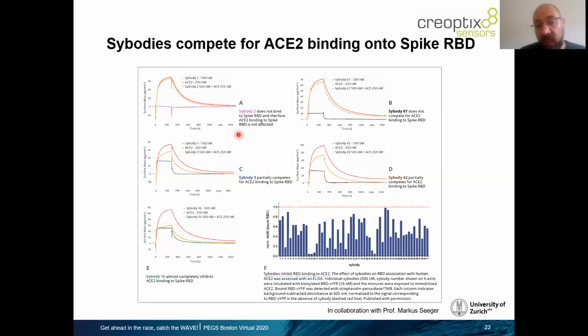And this has really validated the ELISA data, and sometimes it's even quicker to do it like so after you have characterized some of the interesting SAI-bodies. So it would be quicker than doing it with ELISA.